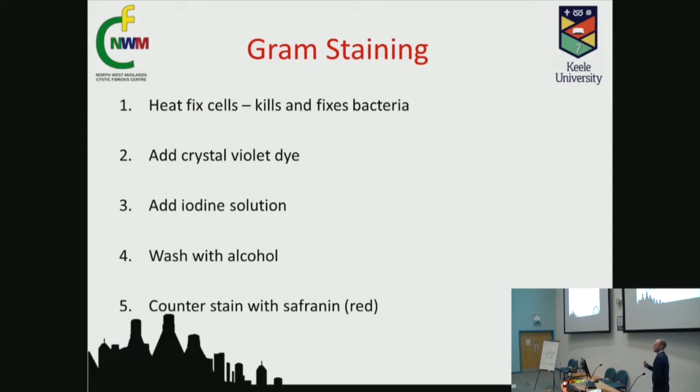You then add crystal violet, which is a type of dye, and then you add iodine to the slide as well, because the crystal violet and the iodine form a complex. You then wash it with alcohol, which may or may not remove the purple dye, which I'll explain in a minute, and then you counterstain with a red dye. Okay, so if you remember that process, we're now going to talk about the structure of the cells and how that means you can differentiate between gram-positive and gram-negative bacteria.